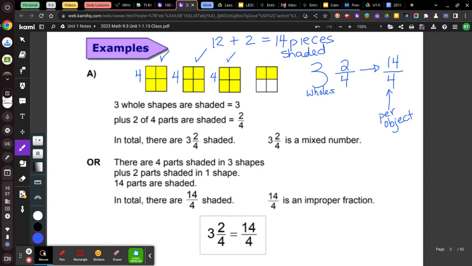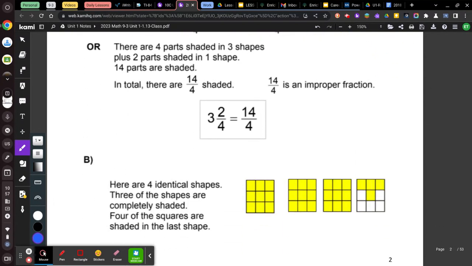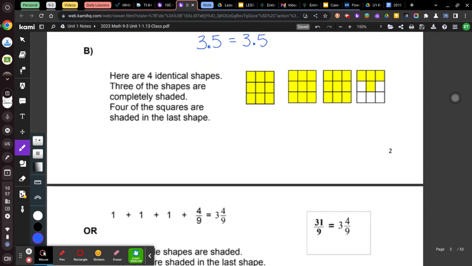Okay? So if we convert these to decimals in our calculator, we would type in 3 and 2 divided by 4, and I would get 3.5. Now, if we all try on our calculators and we go 14 divided by 4, we're going to get the same answer, 3.5. So those are called equivalent, meaning they're going to be identical answers. Okay? One last example here.